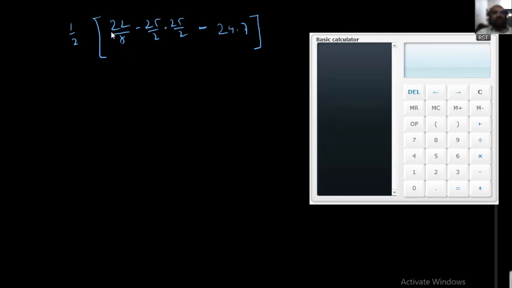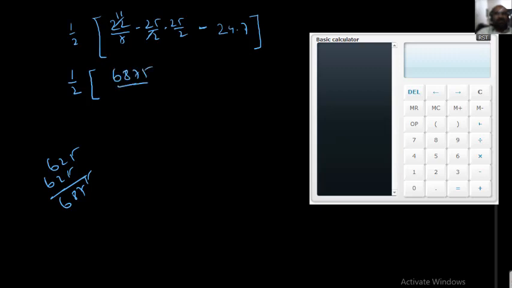Okay students, I want to use a calculator to simplify this. But in examination, they won't allow it, so you need to simplify it by hand. 2 11s are 22, then 625, 625, 625, giving 6875 by 14. Minus 24 7s are 168. Now I want to simplify this.